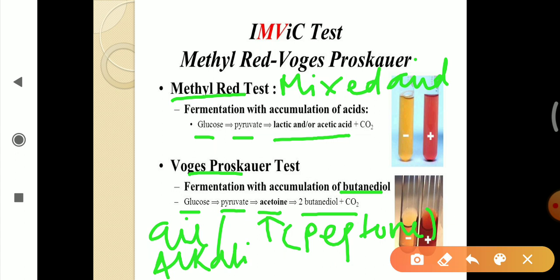Then the Voges-Proskauer test: if the organism performs the butanediol fermentation pathway, then it will convert glucose to pyruvate. Pyruvate is further converted into acetoin, and acetoin is further converted into 2,3-butanediol plus carbon dioxide. Now here the acetoin will react with the peptone structure that consists of the guanidine nucleus of arginine. After reacting, in the presence of air and alkali, it will give the development of a red color within or after 15 minutes. So we see that the Voges-Proskauer test is positive.